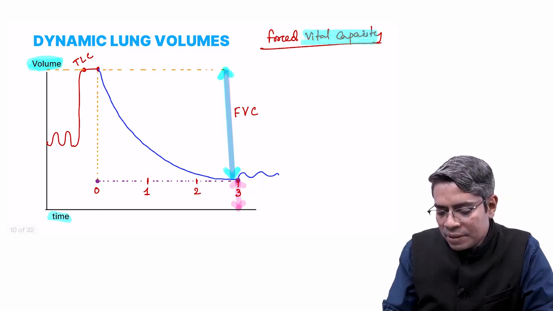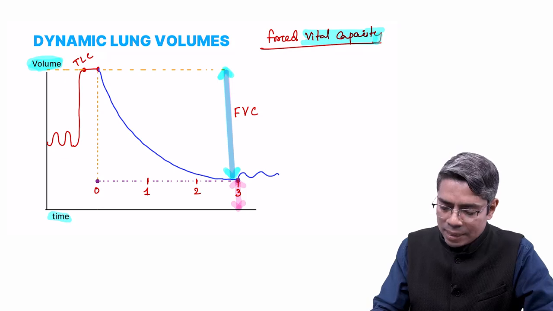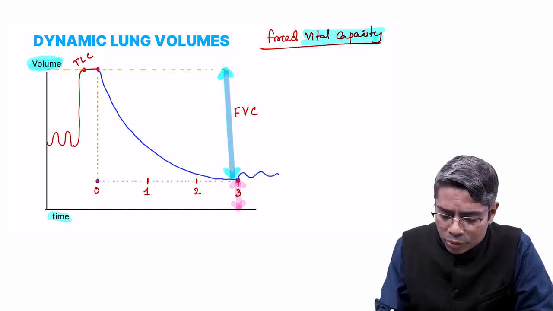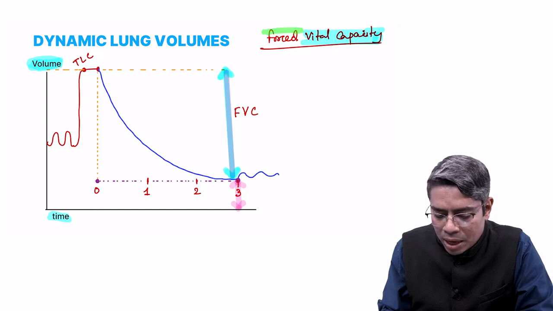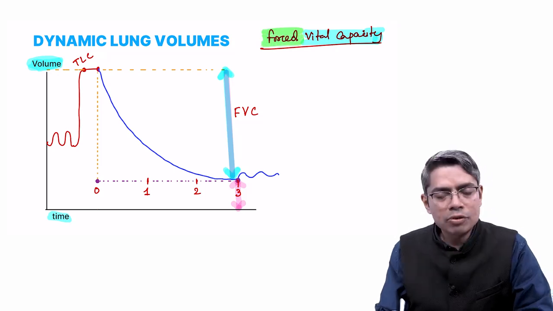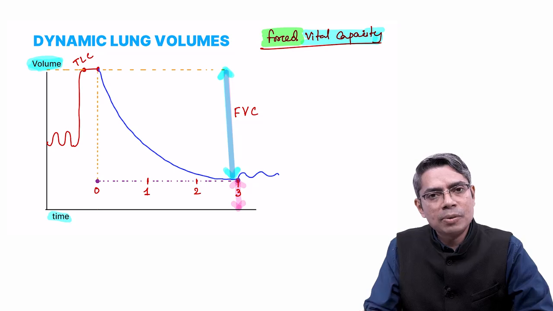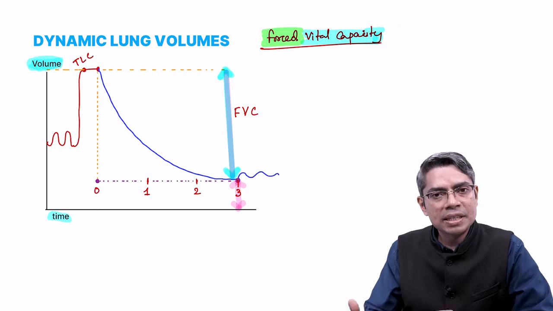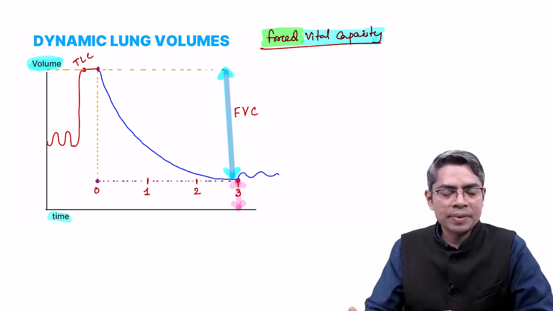So here also you are expiring the same volume, that is nothing but the vital capacity, but because the maneuver is a little bit different, we are calculating the time also, we are calculating the force. That's why the word forced is used, because we are asking the subject to do forceful expiration as rapidly as possible, as forcefully as possible. So that's why the name is a little bit changed, that is the forced vital capacity.